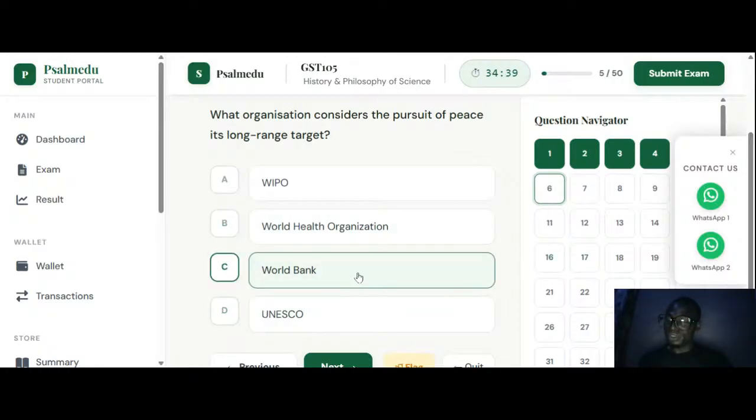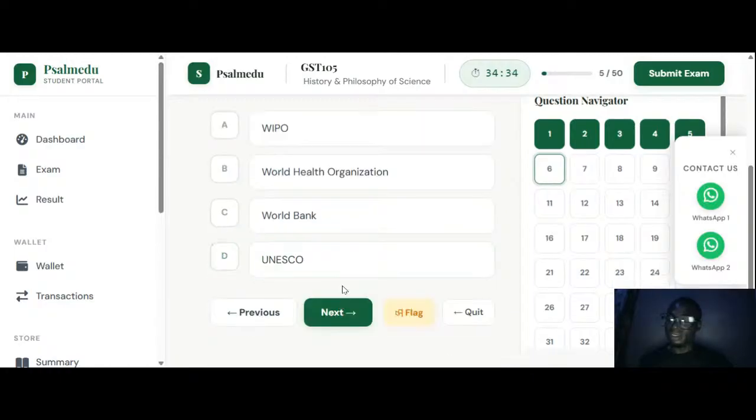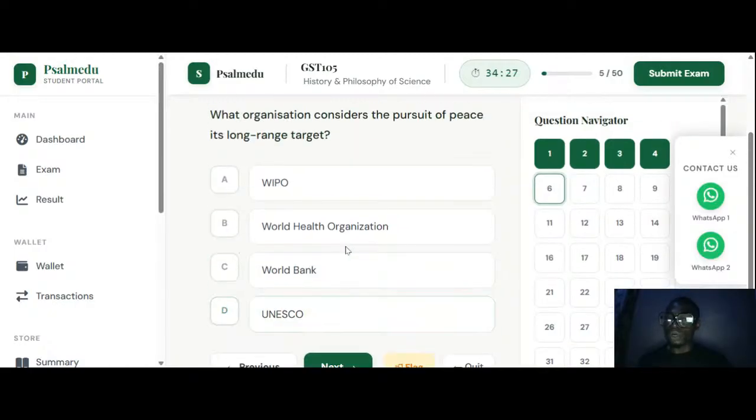If they ask you in the exam, you better know what to write. That is the correct word: United Nations Educational, Scientific and Cultural Organization. And they are the ones in charge of the pursuit of peace. So the answer is D. Yes, Sule Grace likes the answer D. And I think I'll go with D too.